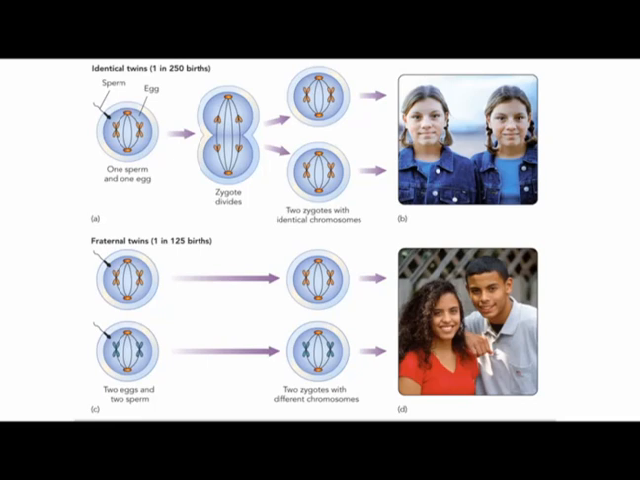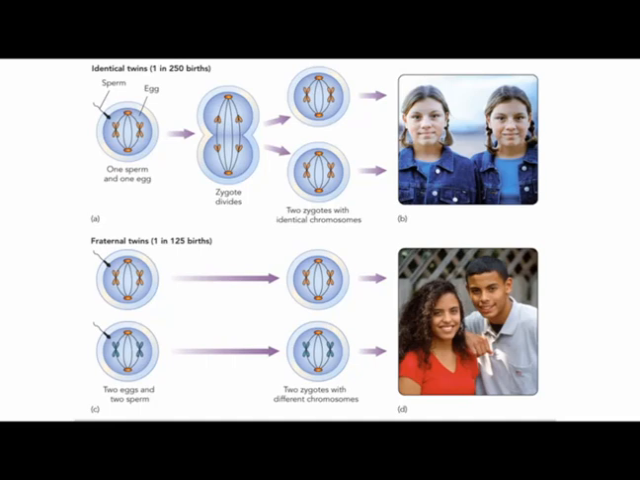So now that we've talked about the first type of twin, we can talk about the second kind, and these are fraternal twins. And fraternal twins happen just a little bit more often, about 1 in every 125 births. So actually quite a bit more often than identical twins.